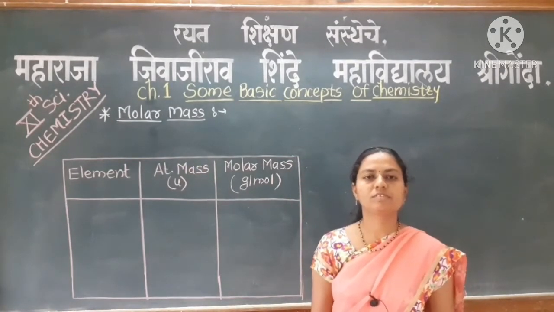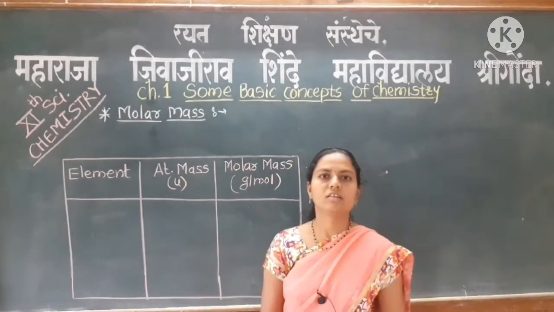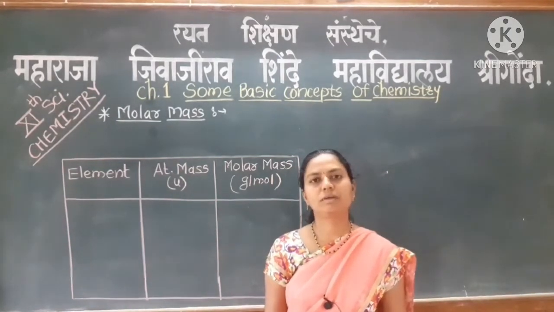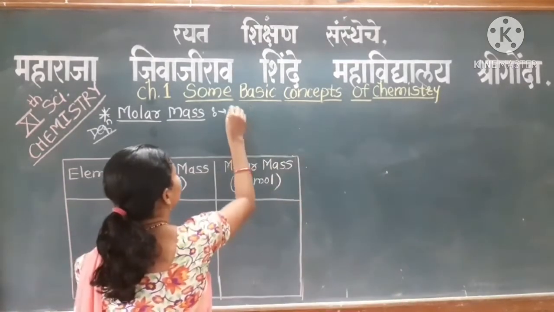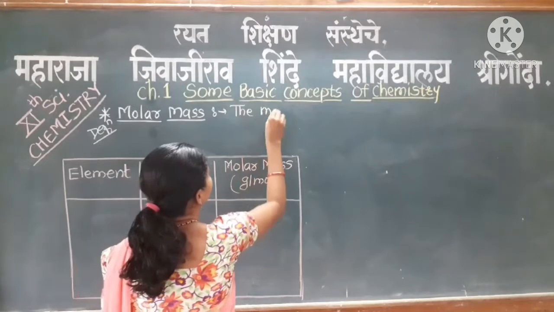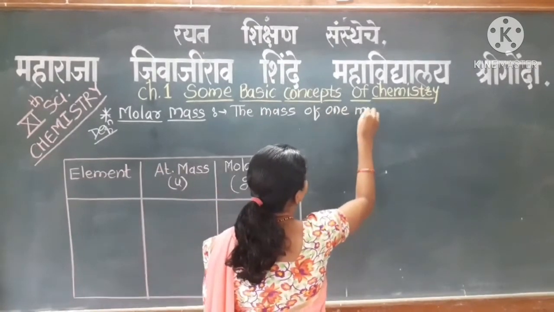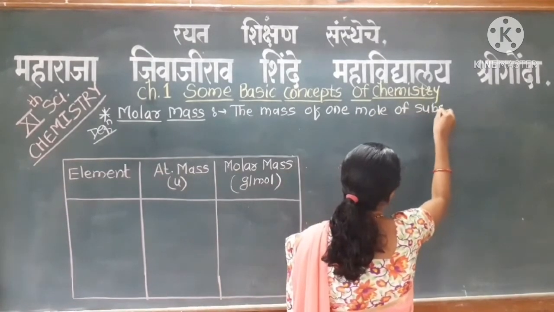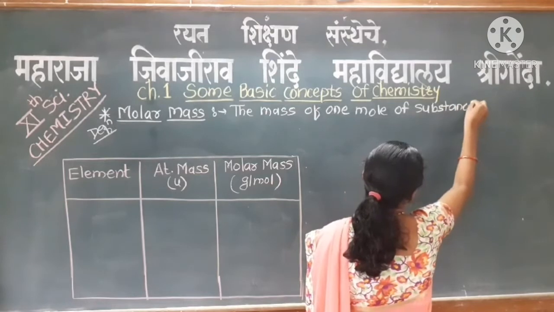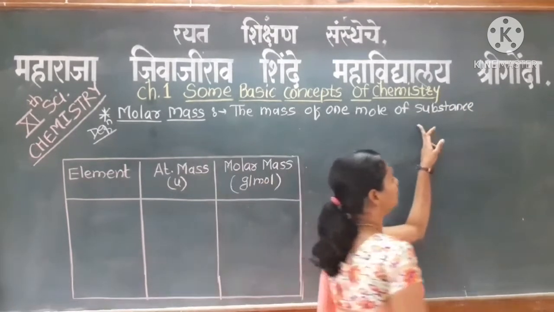Molar mass of a substance is the mass of 1 mole of a substance. The substance may be molecules, it may be ions, or it may be elements or atoms. The mass of 1 mole of a substance. The substance may contain an element or a compound.